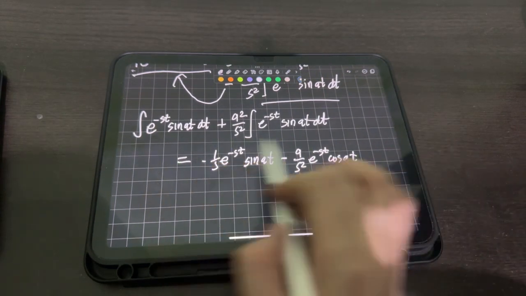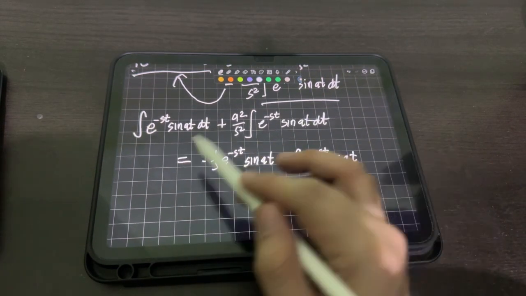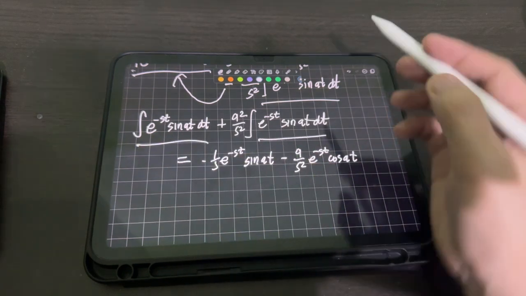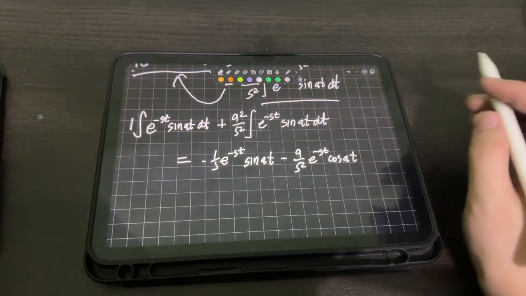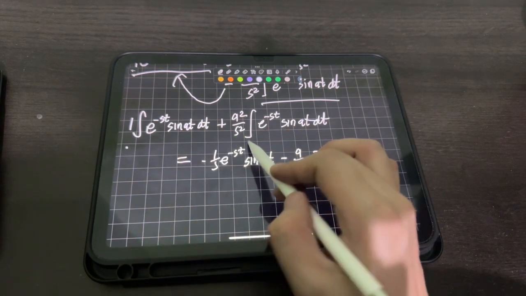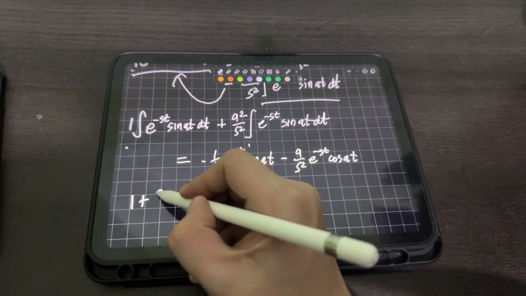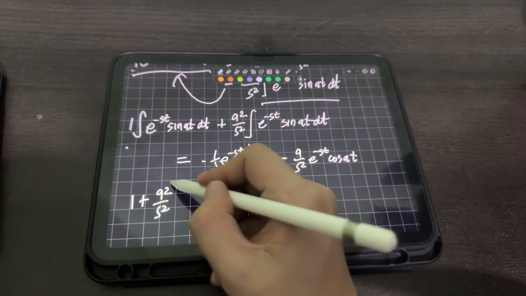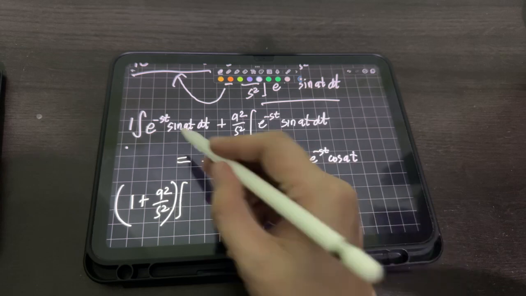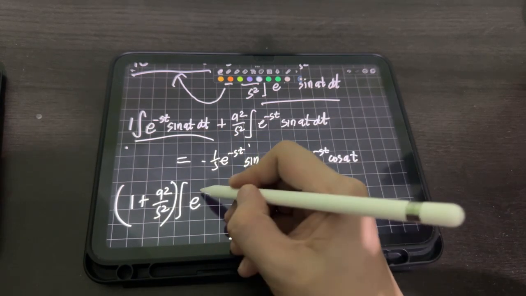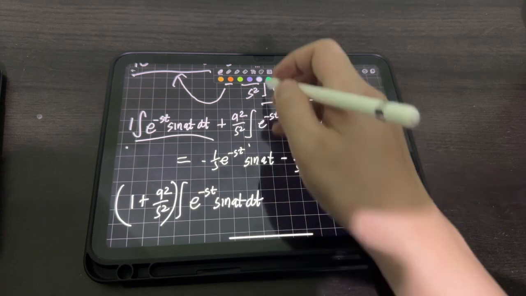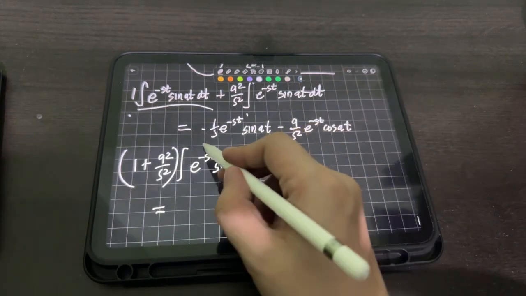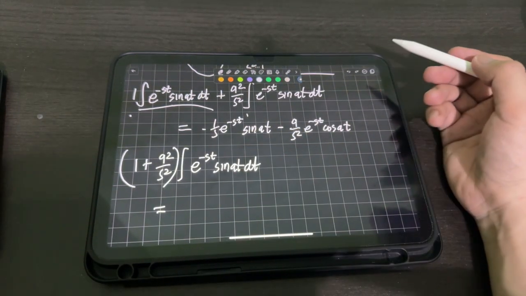Now, we can combine these two integrals. They are similar terms, right? So the first integral has an invisible coefficient of 1. We can add their coefficients, 1 plus a squared over s squared. Then quantity, this original integral e to the negative st sine at dt, which is again equal to these two terms on the right side.